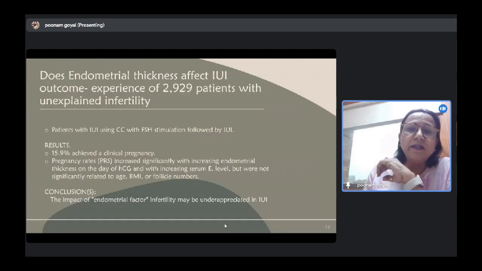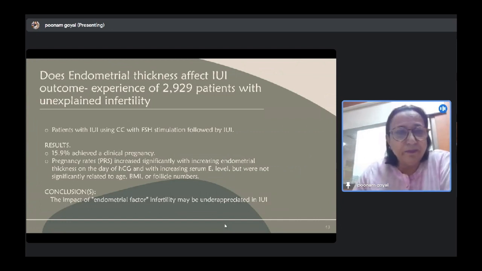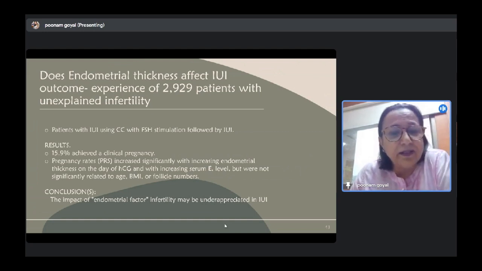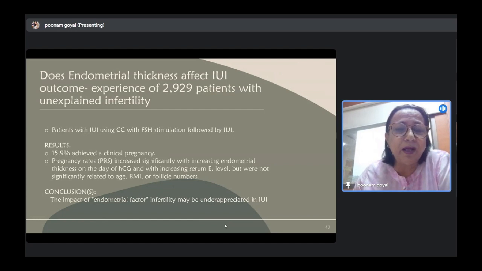Now, does endometrial thickness affect IUI outcome? This was the experience in some patients with unexplained infertility. The result was that 15.9% of patients achieved a clinical pregnancy. Pregnancy rate increased significantly with increasing endometrial thickness on the day of the HCG and with increasing serum E2 levels, but was not significantly related to age, BMI, or follicle numbers. To conclude, the impact of the endometrial factor in infertility may be underappreciated in IUI.